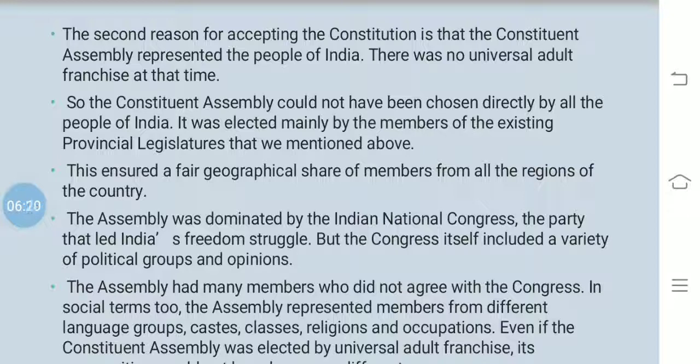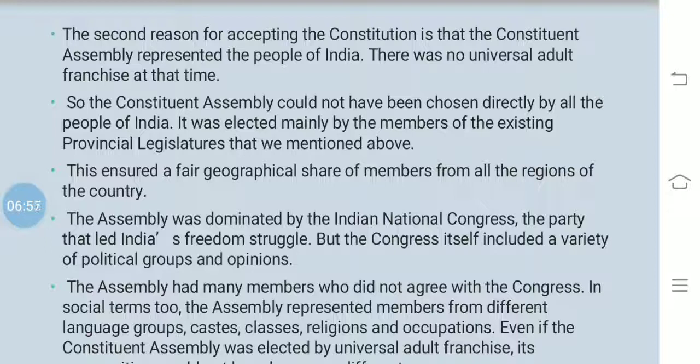All right, so the Constituent Assembly members could not have been chosen directly by all the people of India, but were elected mainly by the members of provincial legislatures. We chose the members of state legislatures, and these state legislatures chose the members of the Constituent Assembly. So this was a form of indirect election, but we the people have chosen. So the Constituent Assembly is reflecting us.